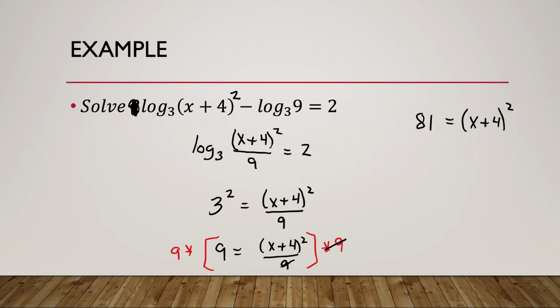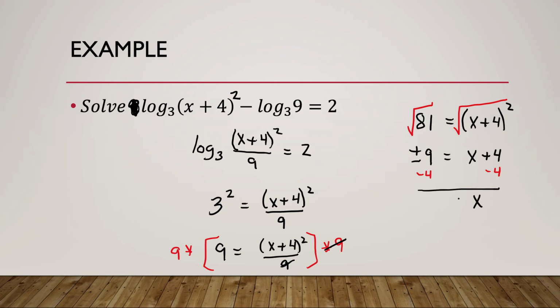Now let's think about how we can solve this. We have a perfect square on both sides, so it might be easiest to take the square root of both sides of this expression. On the left, that would give me x plus 4. On the right, that would give me a positive or a negative 9. And then subtracting 4 from both sides would solve the expression for x.